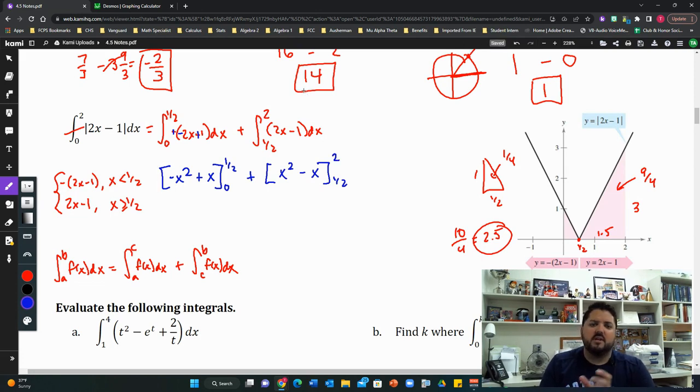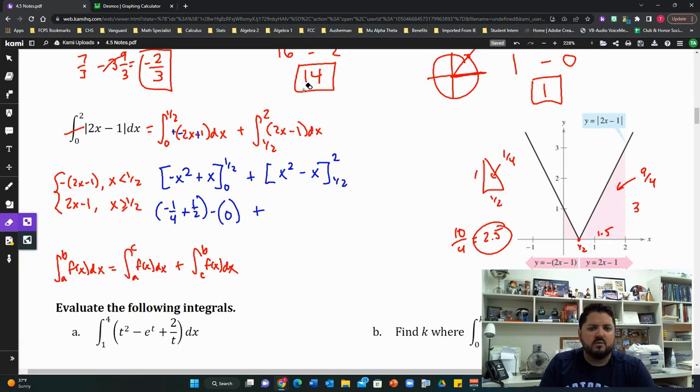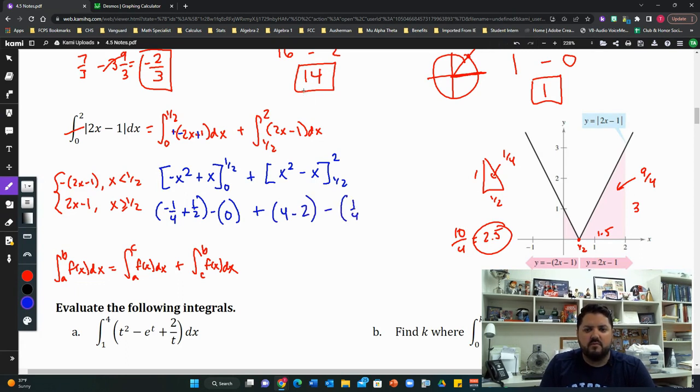So we'll do f of b minus f of a for each of these separately, and then just put all the pieces together. So f of b would be 1/2 squared is 1/4, so this is negative 1/4 plus 1/2, that's our f of b, minus f of 0 would be 0, plus f of b for the second interval would give me, 2 squared would be 4, minus 2, so that's my f of b, and then minus 1/2 squared is 1/4, minus 1/2. So the 0 we don't need to worry about anymore.